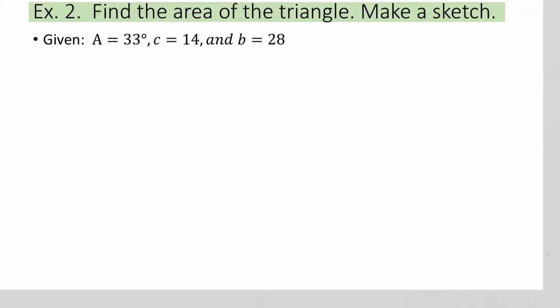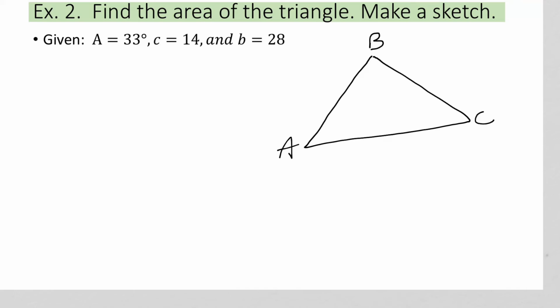Example 2 says, find the area of the triangle, make a sketch. So let's make a sketch first. So I'm going to draw my triangle, ABC. I'm going to put on my dimensions. 33 is angle A, side C is 14, side B is 28.